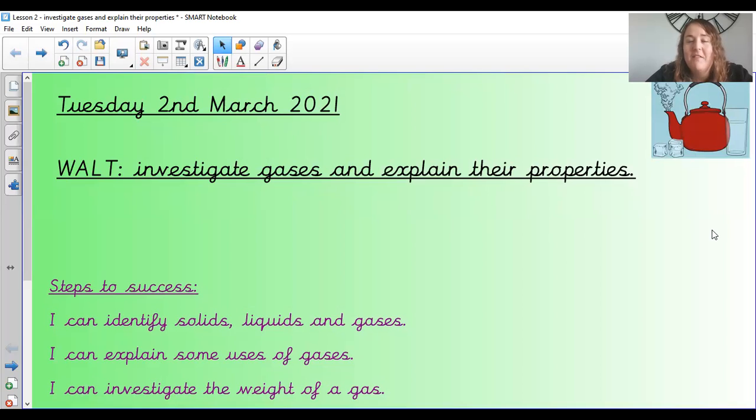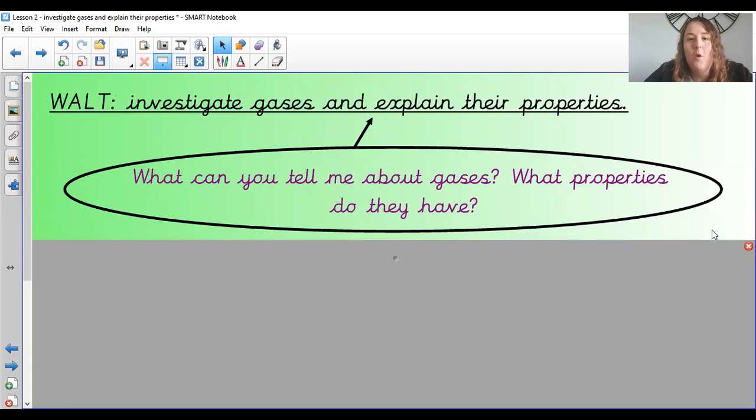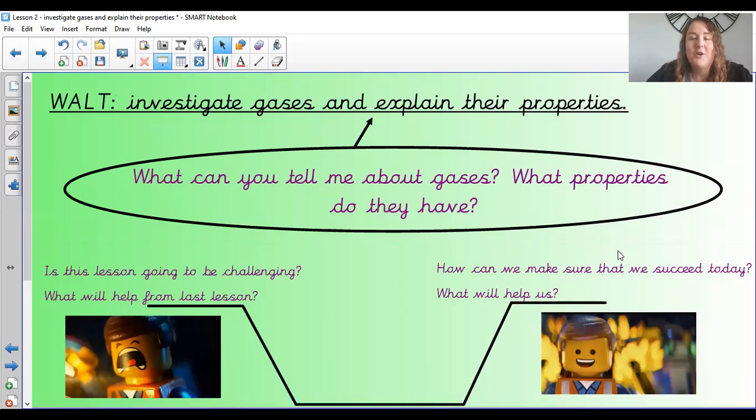This is lesson 2 of our States of Matter unit, and today we're going to be investigating gases and explaining their properties. We'll also start, and maybe you can finish, the experiment as well. Okay, so what can you tell me about gases and what properties do they have? Hopefully you'll be able to remember some of the knowledge and information that you learned last lesson. And if you can, hopefully you might think that you are higher on the learning pit today if you've remembered it. If you haven't, don't worry.